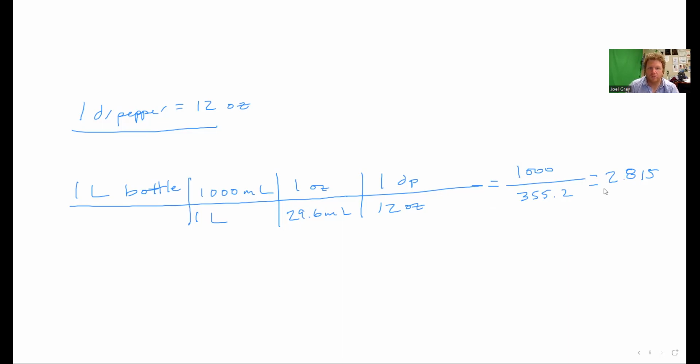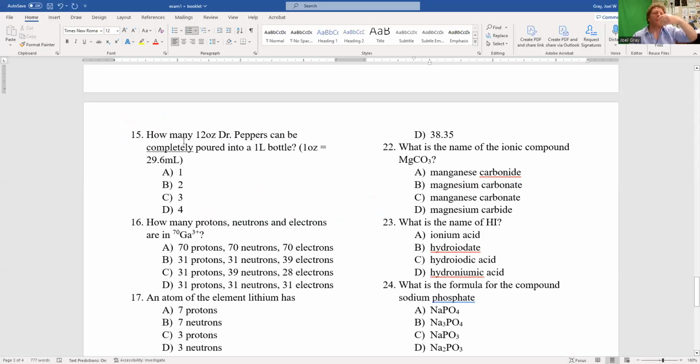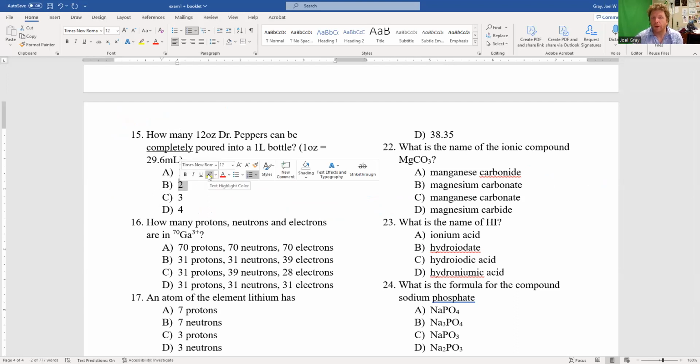Let's look back at the question, because there's kind of a devil in the details. How many Dr. Peppers can completely be poured into a 1 liter bottle? So if our answer was 2.81, we can pour 2.81 Dr. Peppers. How many complete Dr. Peppers is that? 2. It's not 3, because we had 2.81. Is 0.8 Dr. Peppers a complete Dr. Pepper? It is not. So the correct answer for this is B.